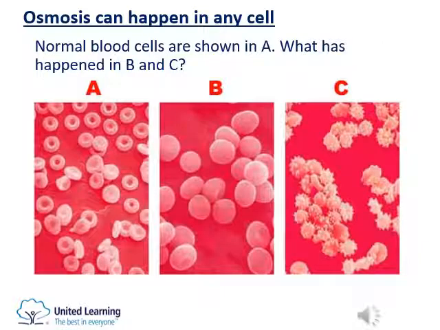Back to your booklets then. So, you've been given 3 images, A, B and C. A shows normal blood cells. I want you to have a think about what has happened in B and C using the idea of osmosis. Try and write your explanation of what happened in full sentences in your booklets. Pause the video while you have a go at this and we'll talk through them in a second.